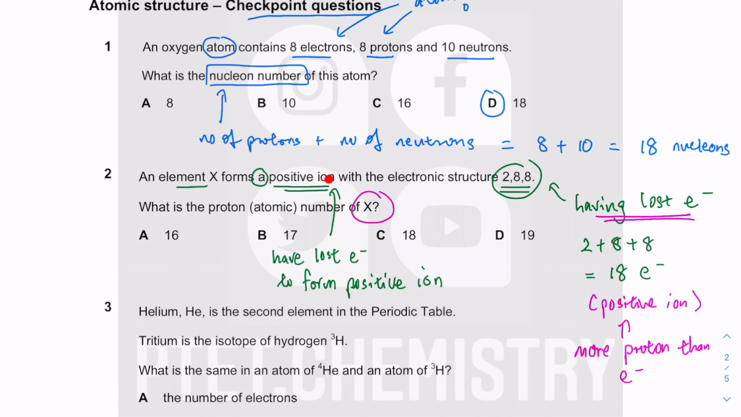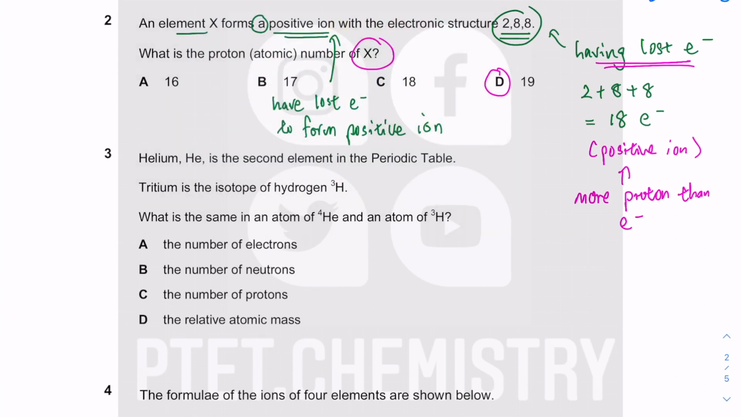But you have an ion, and this ion has 18 electrons, and we know there are more protons than electrons because it's positively charged. Therefore, the best answer must be 19. It has more protons than electrons, and therefore you're positively charged. Okay.